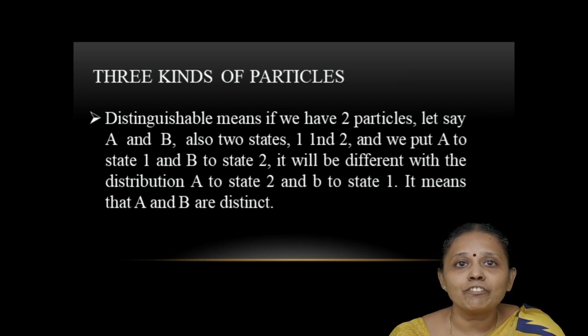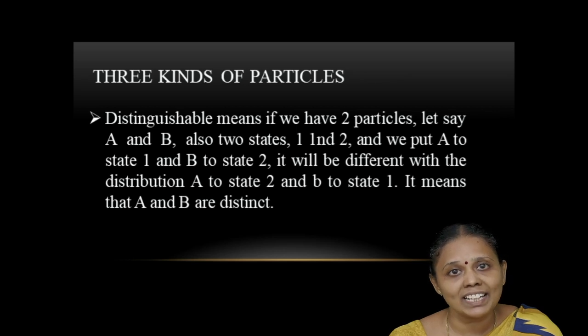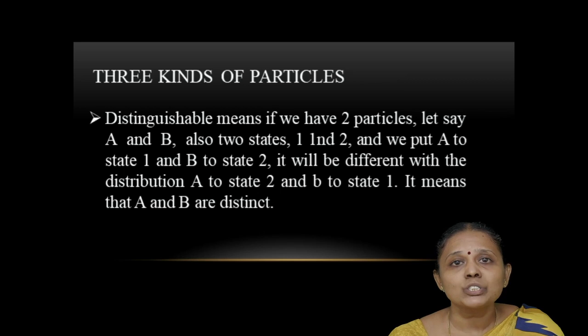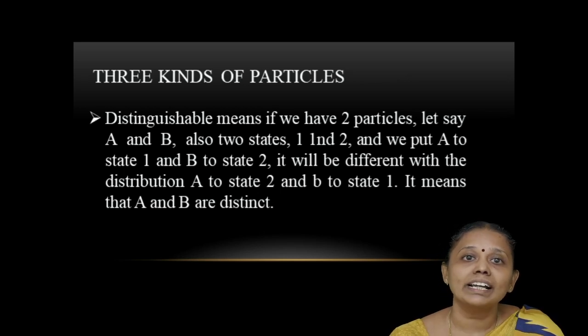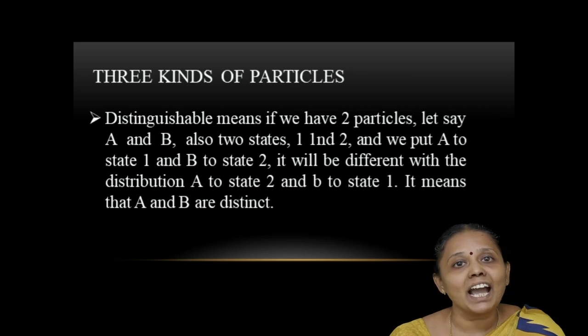If we put particle A into state 1 as well as particle B into state 2, it will be different from the distribution of A to state 2 and particle B to state 1. So it means that the particles A and B are distinct from each other. Such type of statistics is referred to as Maxwell-Boltzmann statistics.